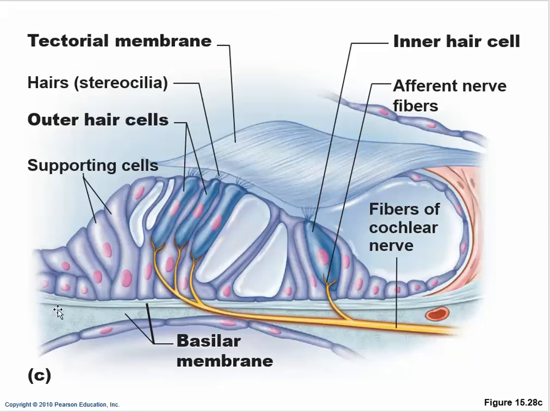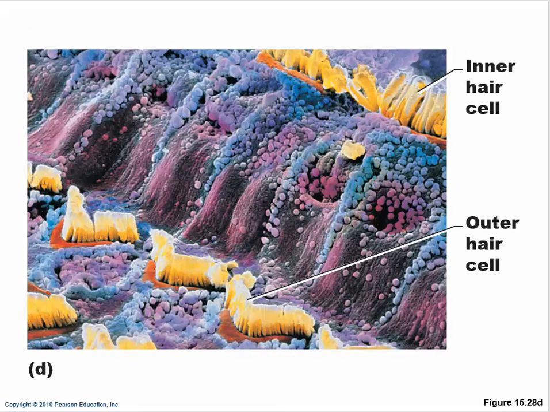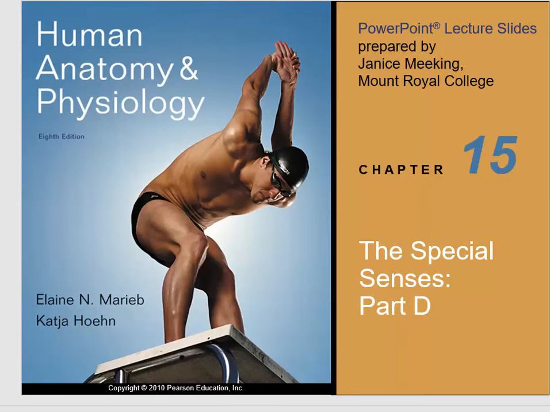Cochlear nerve. There's some outer hair cells and some inner hair cells. That's more information than you actually need, but nevertheless, it's there. Here's a photomicrograph of them, and they're called hair cells because they literally look like hair. So we're going to continue with part D, which is still about hearing.